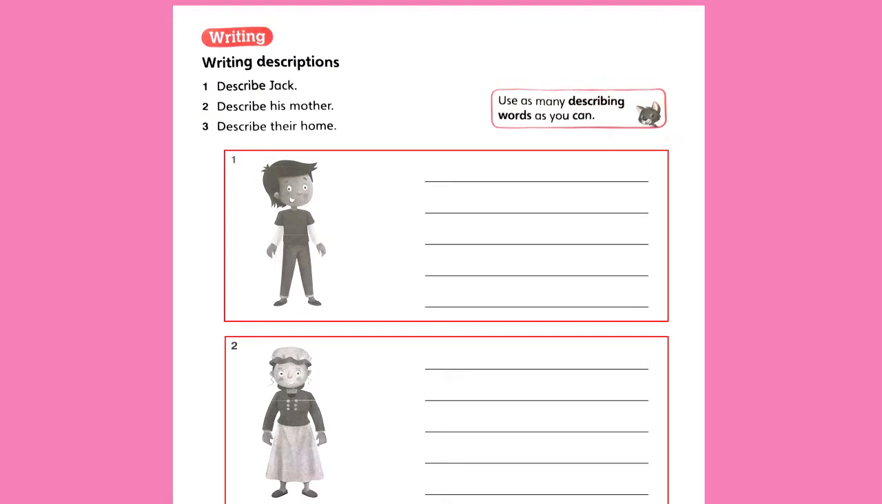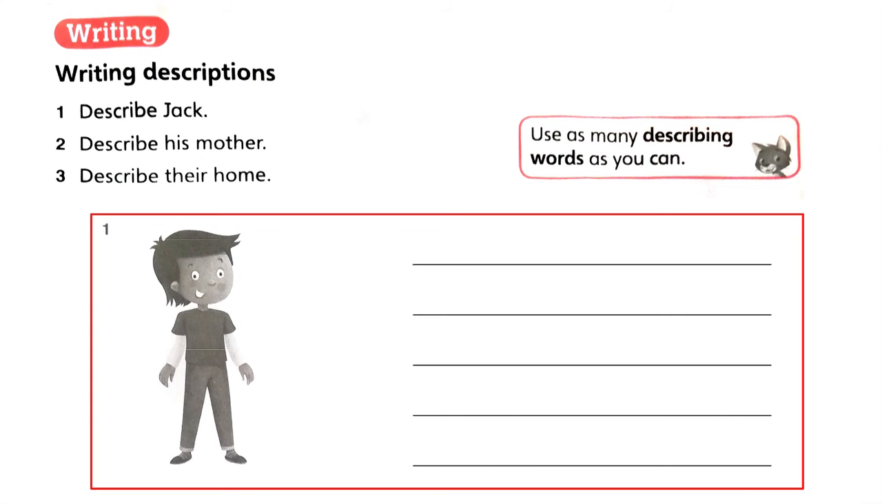Page number 51. Right. Let's see what they want us to do. Write descriptions. Now even this lesson is similar to one we did before, isn't it? I hope you remember in one of the lessons where we had to use as many describing words as we could and we had to write about the picture. So they want us to describe the first one, Jack, the second picture his mother, and the third picture is their home.